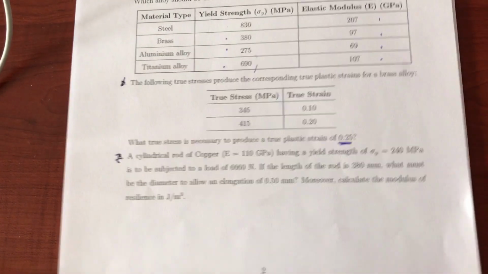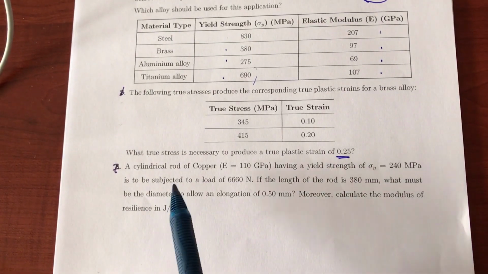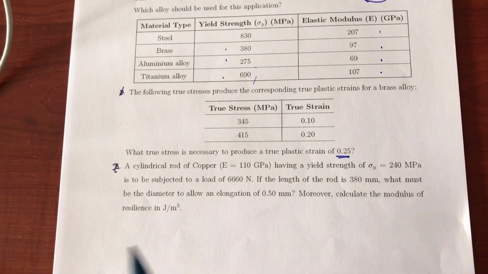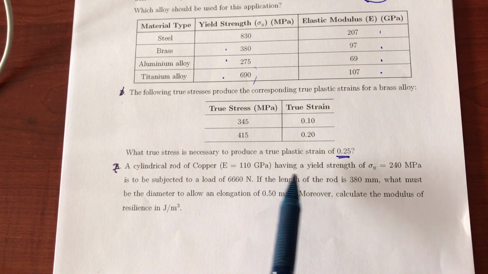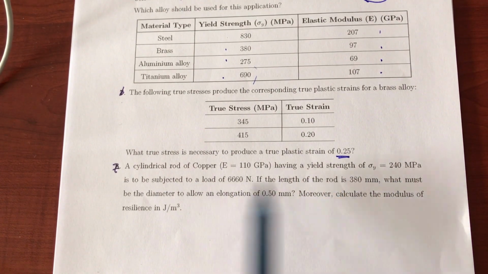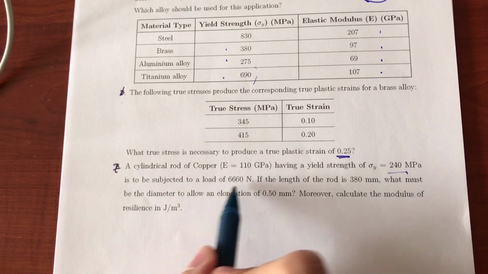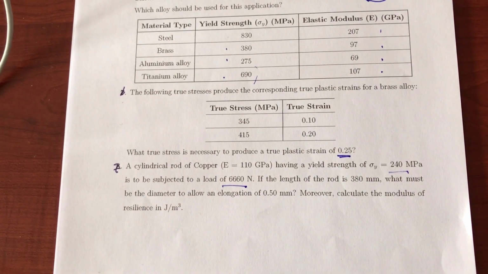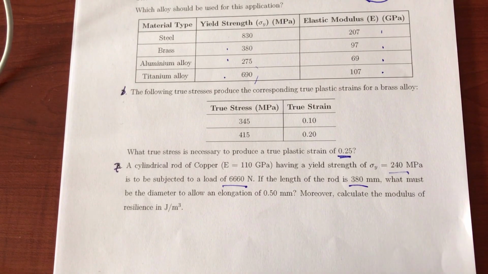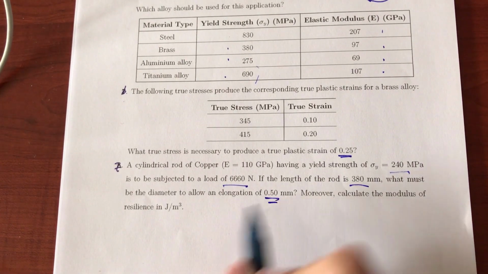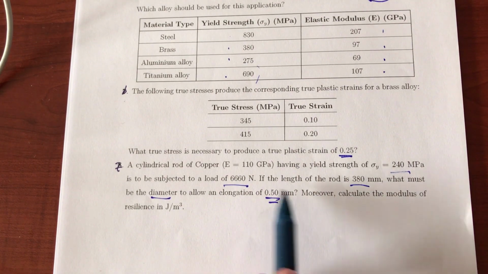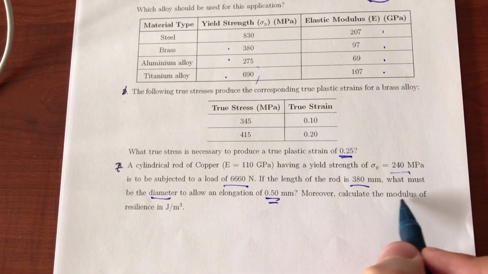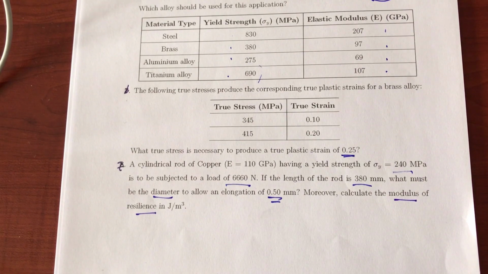In question 7, again we have tensile stress, tensile strain relations. A cylindrical rod of copper is given with a yield strength of 240 megapascals, load of 6,660 newtons is applied, length of the rod is given, and what must be the diameter to allow an elongation of 0.5 millimeters. Also calculate the modulus of resilience.